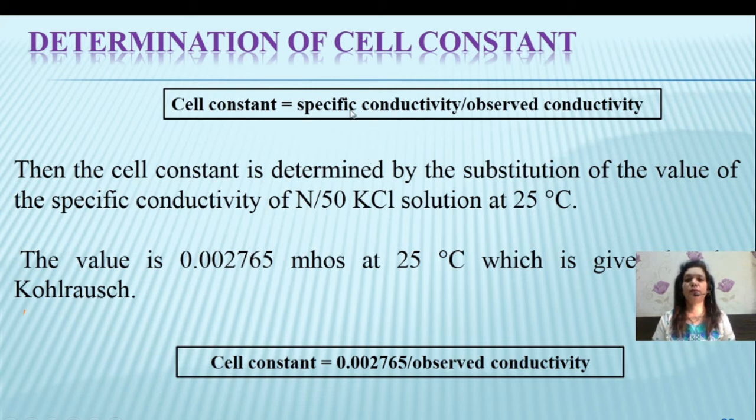if we place the value over here and find out the observed conductivity of the same solution, we can find out the cell constant. So the specific conductivity value is provided to you. The observed conductivity of the same KCl solution you need to find out by using your instrument to know the cell constant.